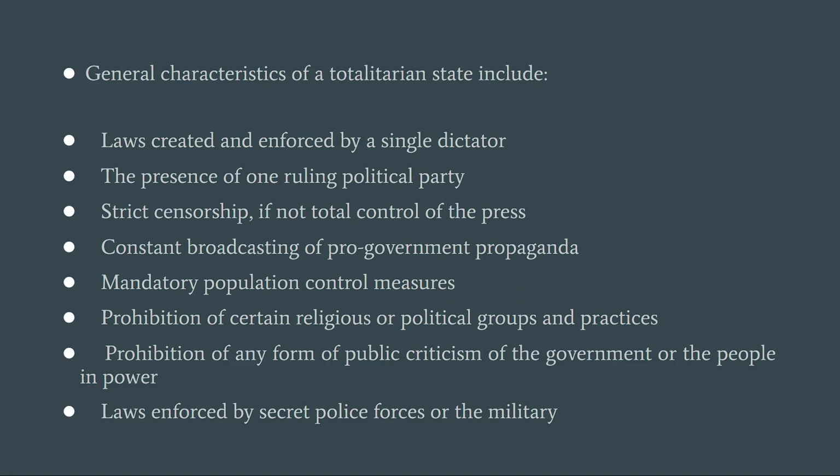So, here I have indicated some general characteristics of a totalitarian state, which includes laws created and enforced by a single dictator. So, there will be a single dictator, a person who will be the ultimate power holder of that country, and that person will create all the laws. The presence of one ruling political party. So, totalitarian states usually have one ruling political party, and other parties are persecuted to such an extent that they are non existent. Strict censorship, if not total control of the press.